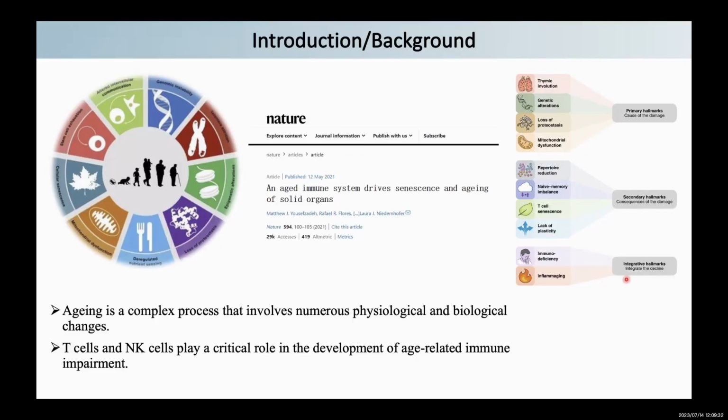And the last stage, we call the integrated hallmarks. That's the integration of damages such as immune deficiency and inflammation. So aging indeed is a complex process, involving many physiological and biological changes. And T cells and NK cells play a very important role in the development of age-related immune impairment.